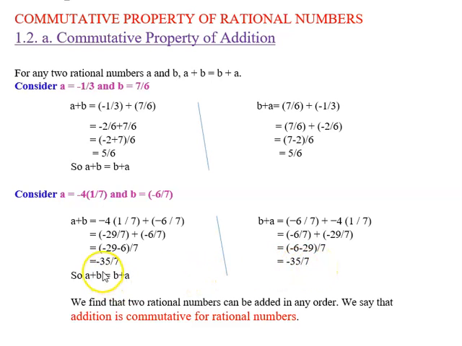So, from the result, we can conclude that a plus b equal to b plus a. So, we can finally say that if you add two rational numbers in any order, you will get the same result. So, we say that addition is commutative for rational numbers.